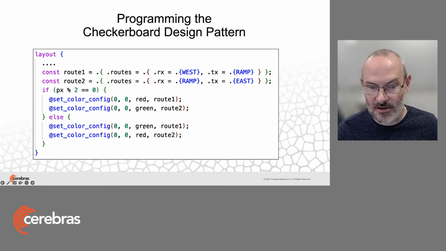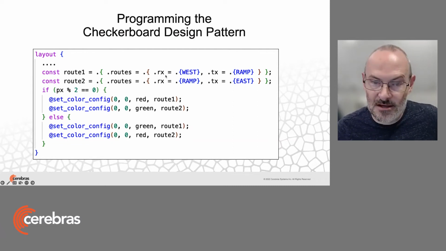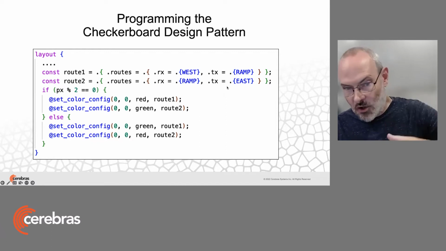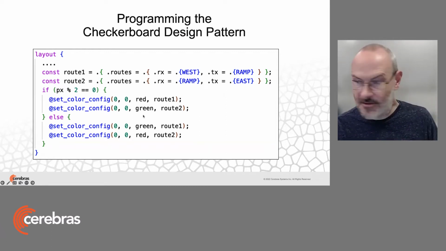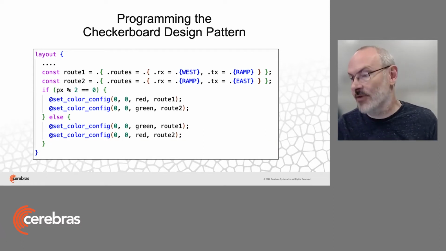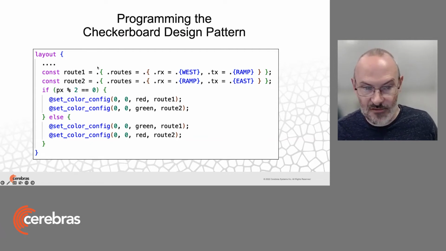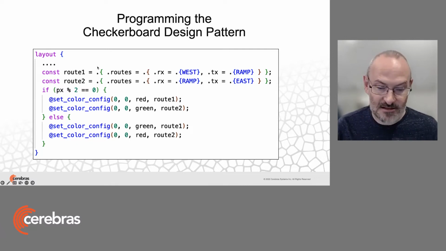So red is route 1 here, green is route 1, and then you've specified the routes. This is you programming the router, and what you're saying is: receive from the west, transmit down the ramp, and then receive from the ramp and transmit east. So the concept of where you're going is separated from the color itself. You can program this up relatively directly, and you can use programming idioms to compress this further. Maybe you'll have an array of these structures and an array of colors and index into it modulo 2. Any questions there?